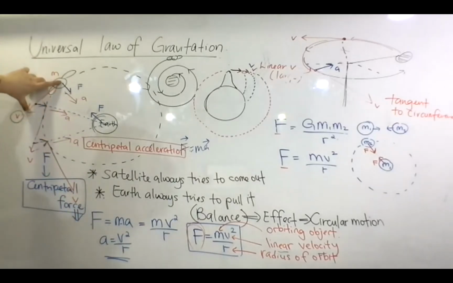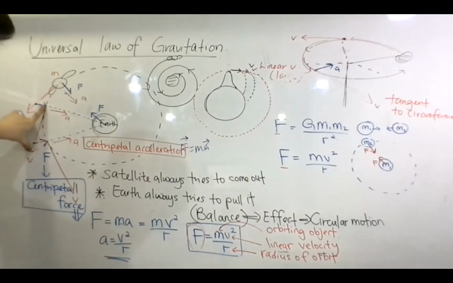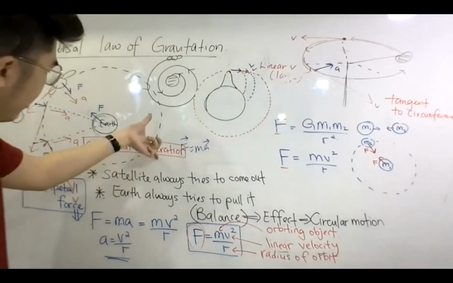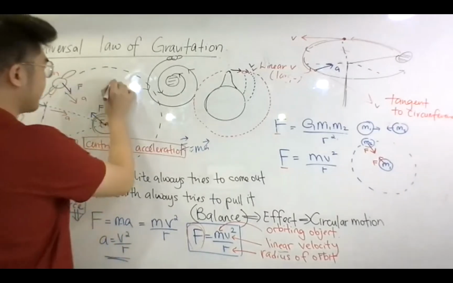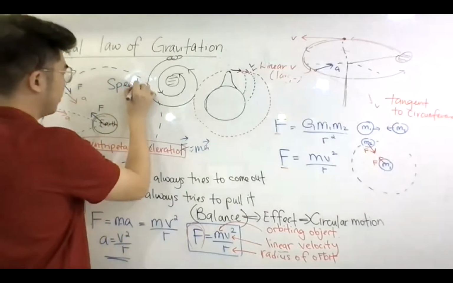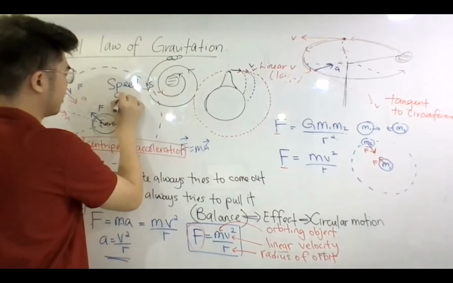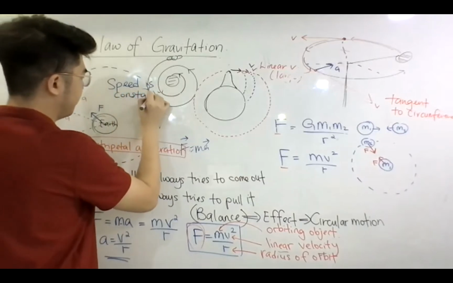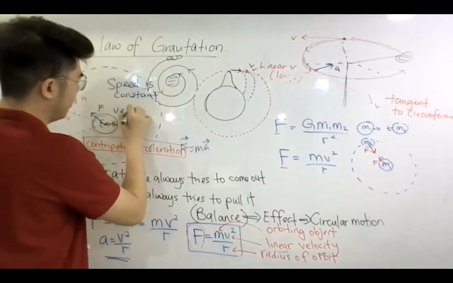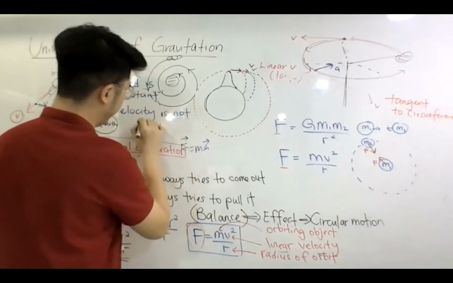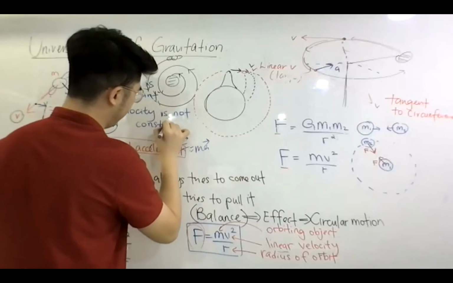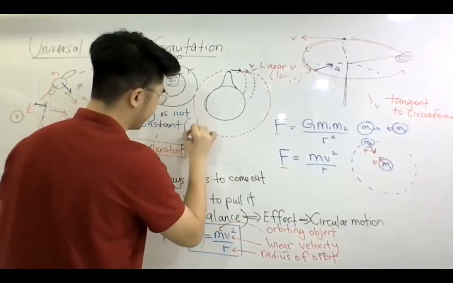Here, how fast the satellite is moving is the same as how fast it is moving here. We are talking about the magnitude is the same at any point. So for a circular motion, I will write speed is constant. Velocity is not constant. Why? Because of direction changing.